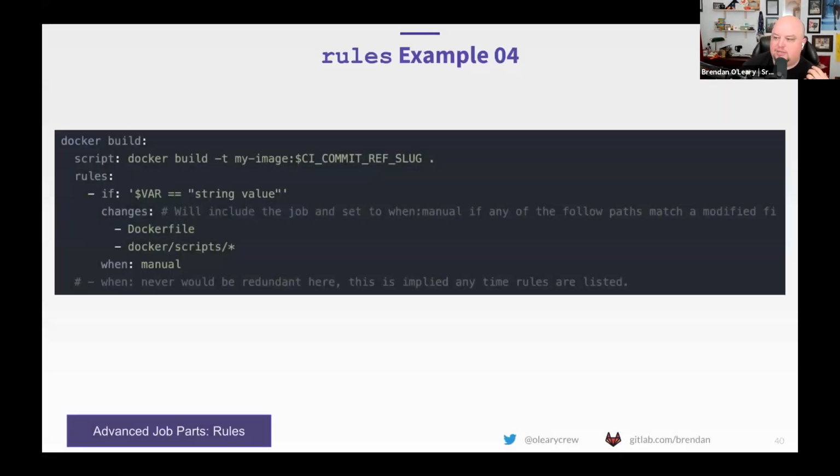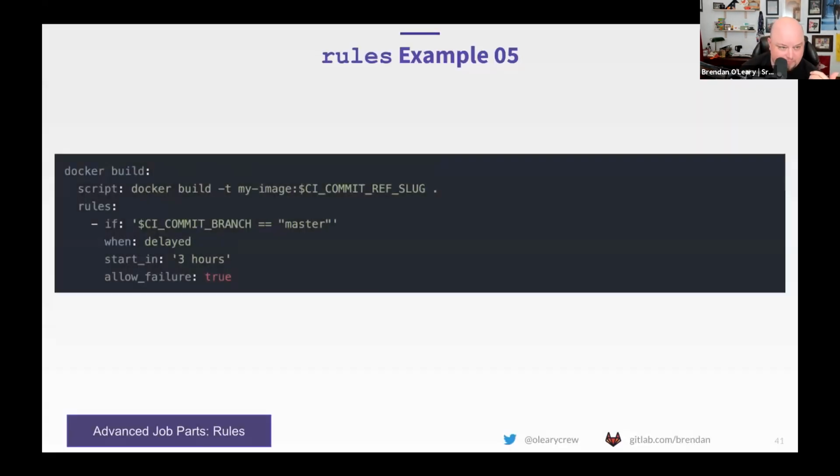I may want to be specific to multiple things, like if there's a variable set and the changes were to the Docker file. The changes to the Docker file are helpful for that example I was talking about earlier. Maybe part of my pipeline is I'm building a Docker image to use inside of my pipeline. Well, I only want to do that when I change the Docker file, and so I don't have to do that every time, based on changes here.